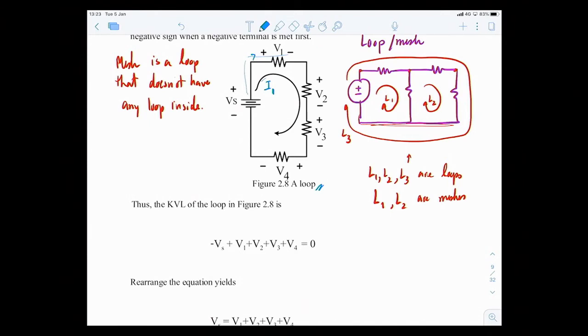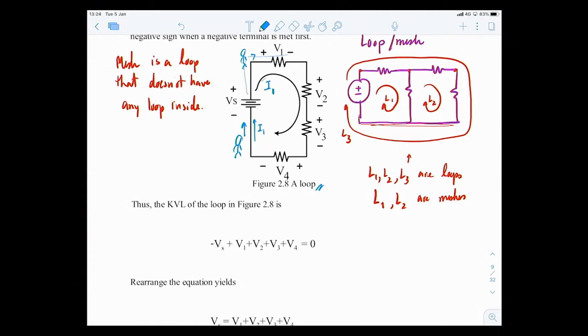For KVL, Kirchhoff's voltage law, remember voltage, so you're going to add voltage. For KCL, current, we add current. Now for KVL, we're going to add the voltage around the loop. So imagine that you are the current and you're walking around the loop in the direction of the current that you have drawn, I1. So if I start walking from here in the same direction as I1.